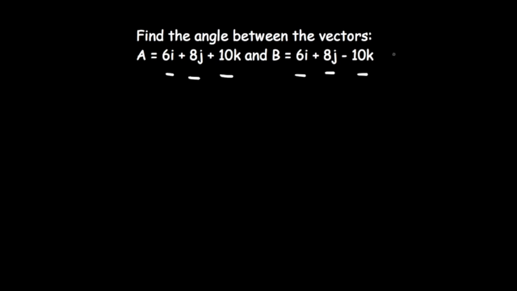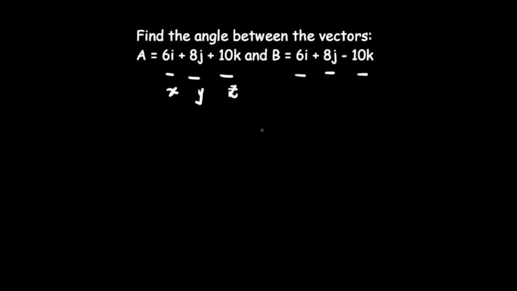In case you are still new to this concept, the i represents the x component, the j represents the y component, and the k represents the z component. The same also applies for vector B, where i, j, and k mean x, y, and z respectively.